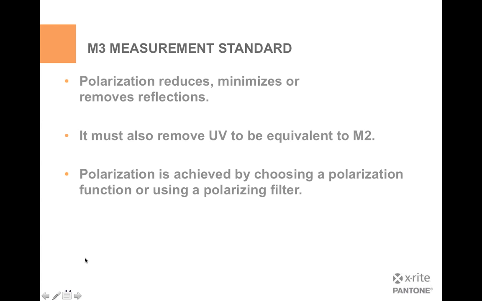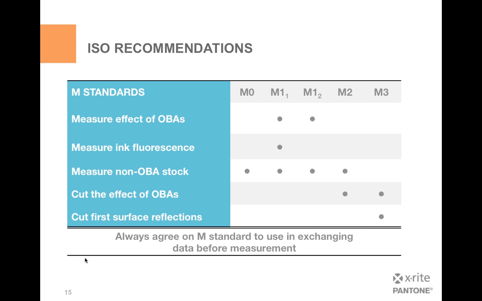So now let's look at where ISO currently recommends that these different M conditions be used. So on this next slide here, we'll see the M standards across the top, and we'll say, okay, so the ISO says the best way to measure the effect of OBAs is to use an M1 instrument, either part 1 or part 2. And then the next, if we need to measure ink fluorescence, the best option is an M1 part 1 device. And then we might have a sub-bullet there that if you have an M0 device and you're exchanging data, you just want to make sure that you're exchanging it with someone who has a similar device.